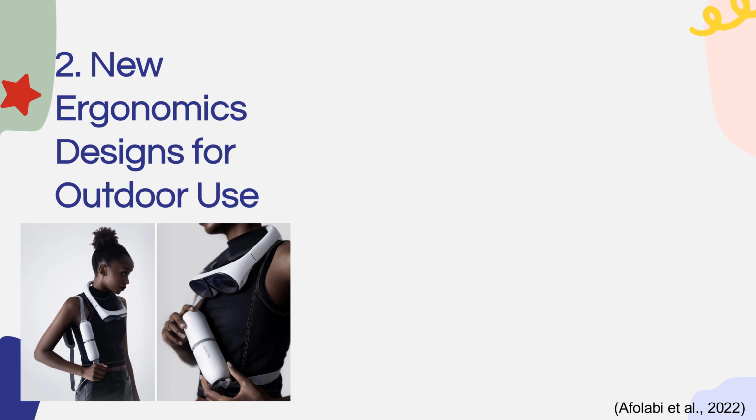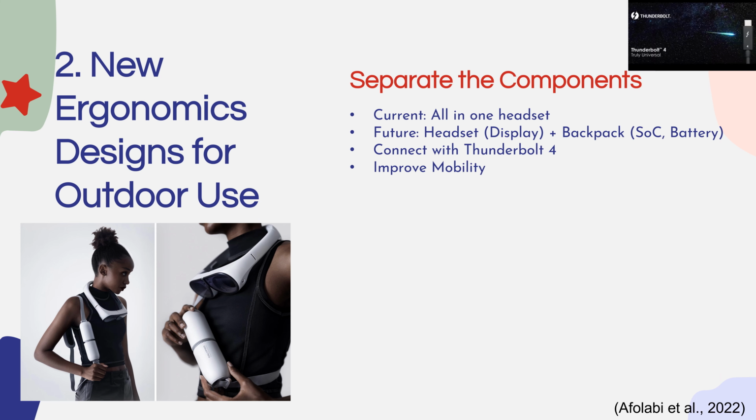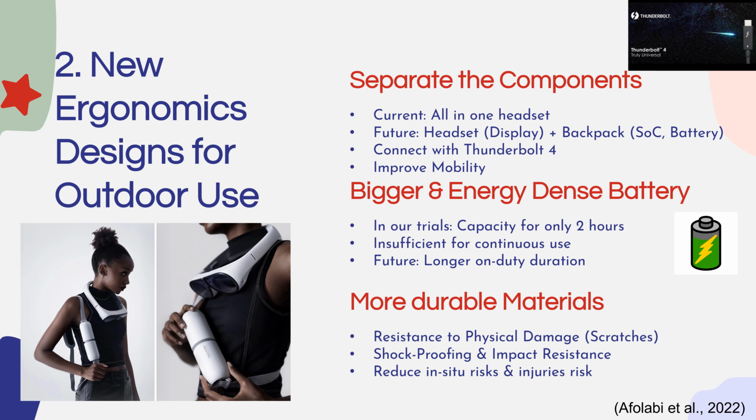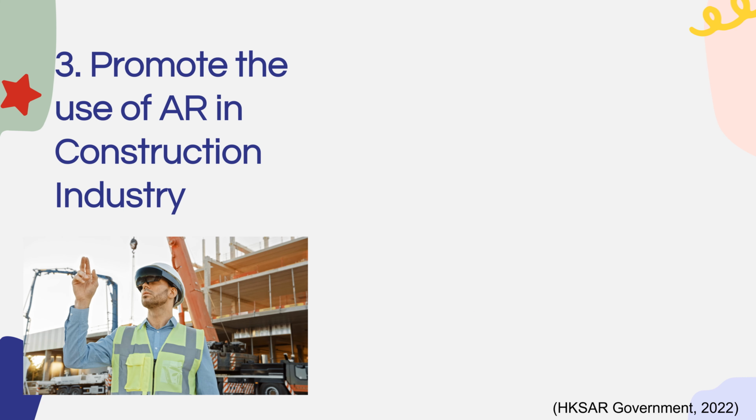Our second suggestion is to have the new ergonomics design for all the users. For example, we will separate the components with only display on the headset and a SOC battery in the backpack and connect them with the portable fork to improve the mobility. Also, we will use bigger and larger batteries for longer continuous use on the AR device. Last but not least, to use more durable materials, for example, more shock-resistant and impact-resistant materials to help reduce the risk of injuries.